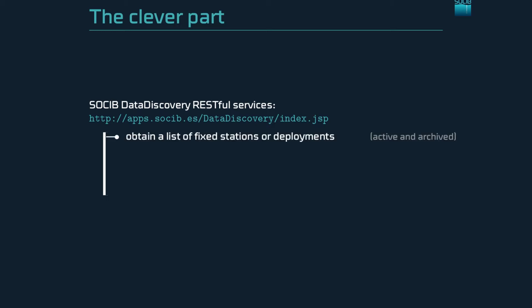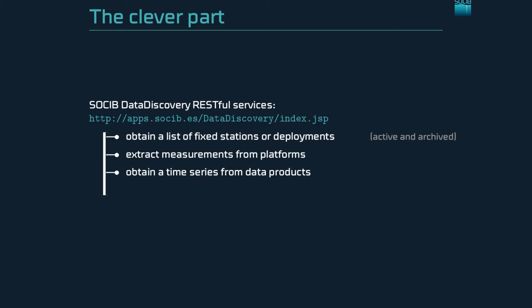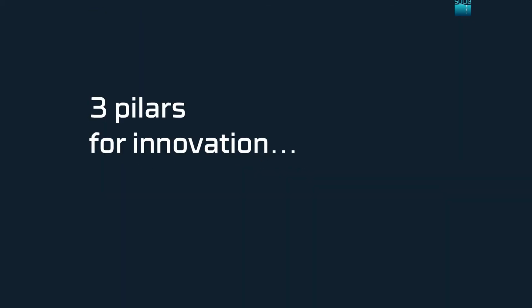So this service provides a list of the stations in deployments and extracts the measurements of the platform. So it means the developers don't need to know exactly how the temperature is called in the file, in which file it is located. All that is taken into account in the services. It can also obtain time series from the data and generate some images like the HF radar output that we've seen, or maybe the numerical model output. I said I wanted to talk a little bit about gliders.